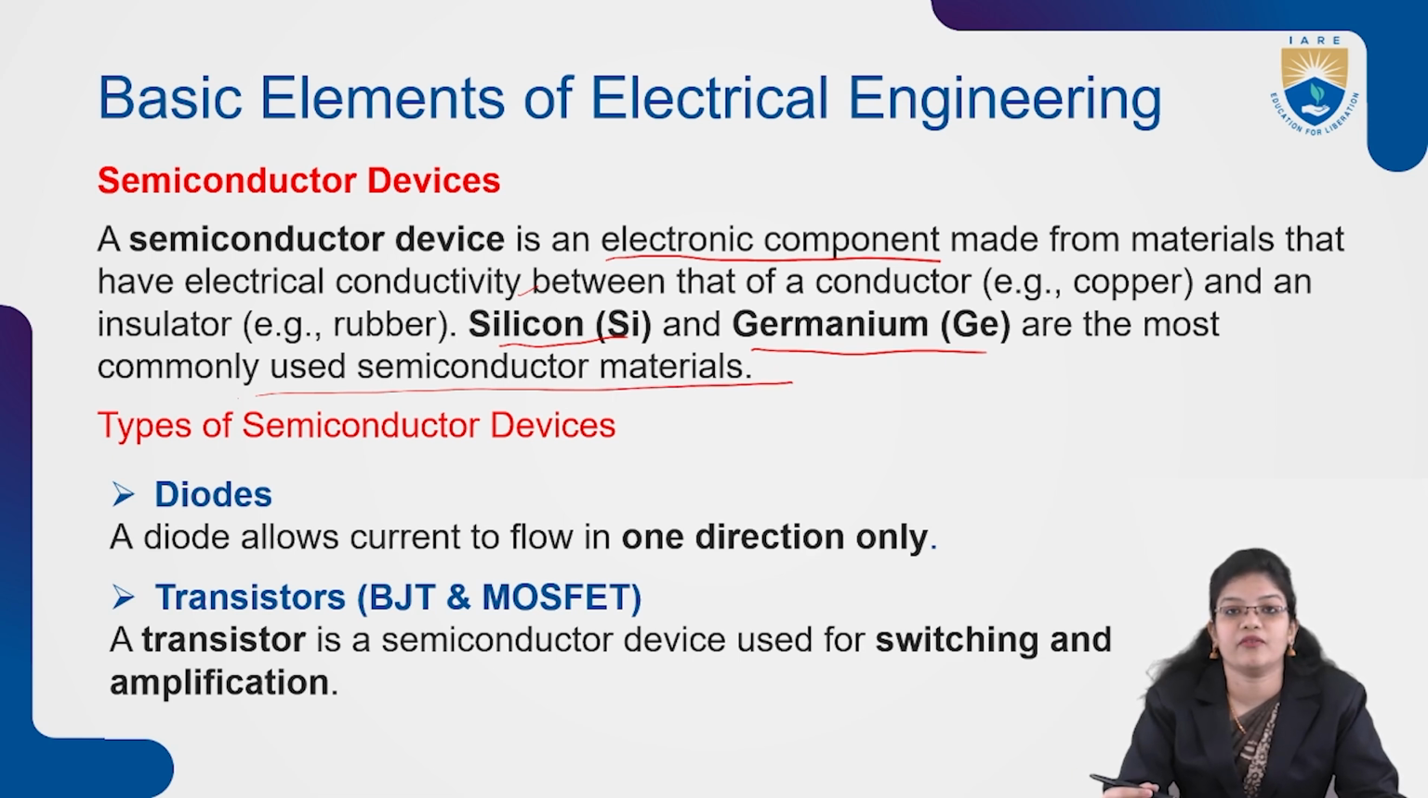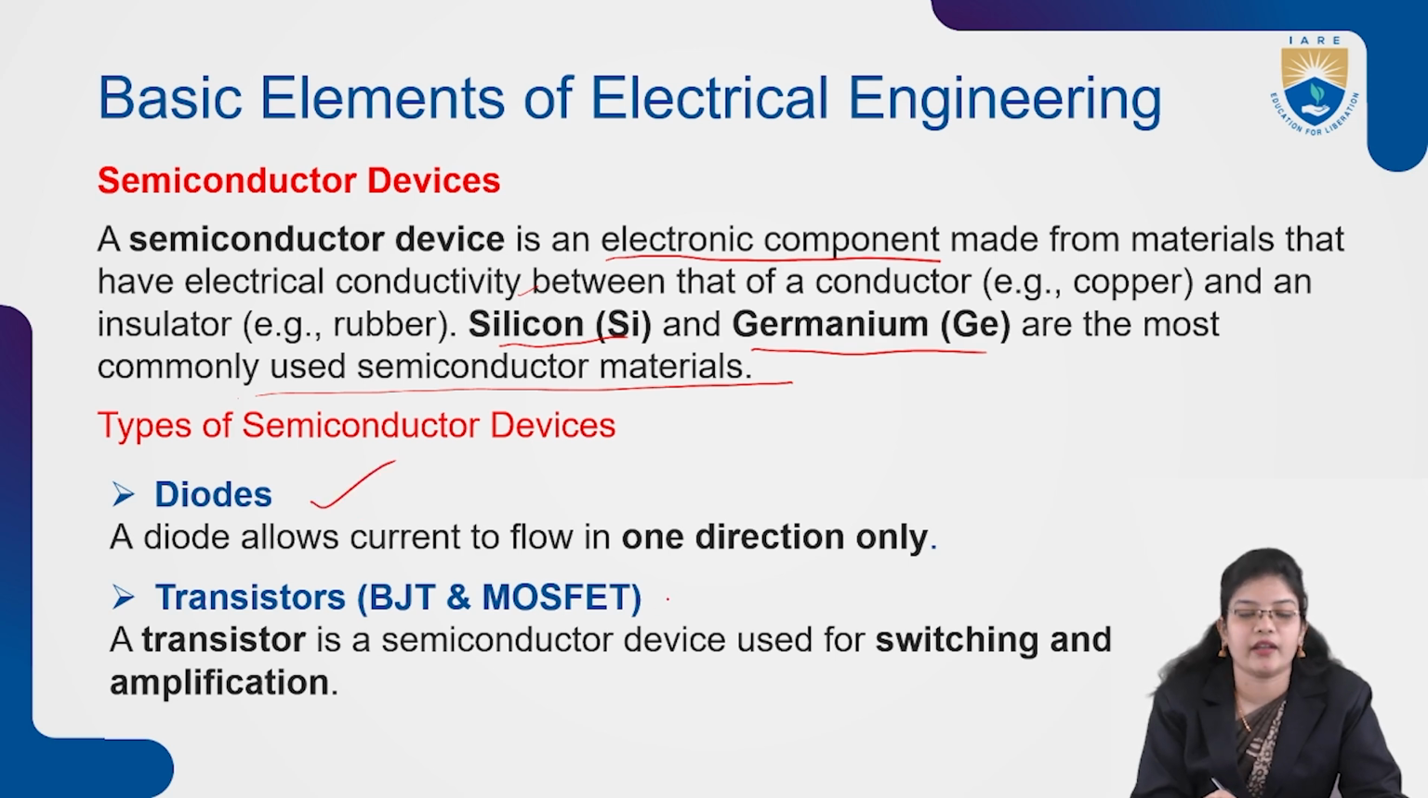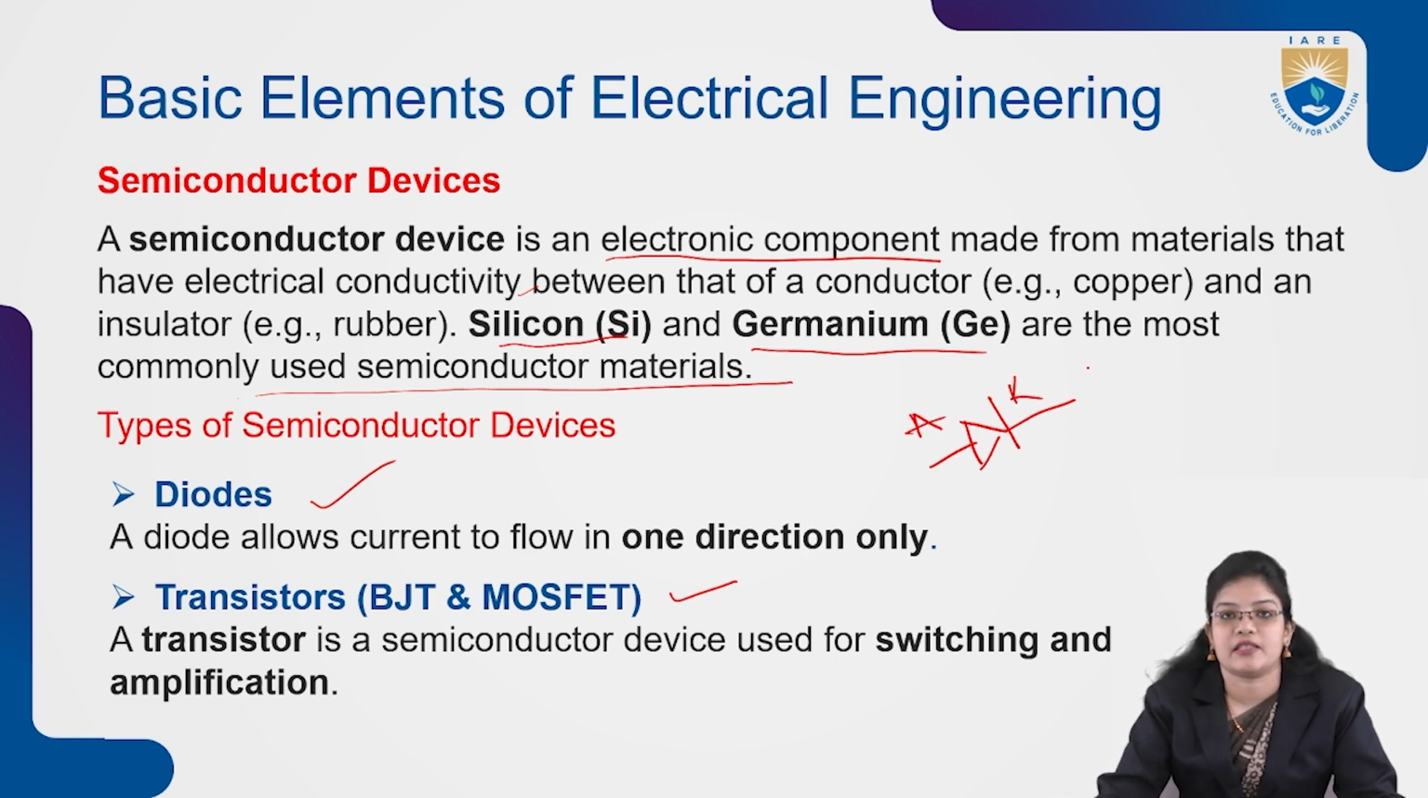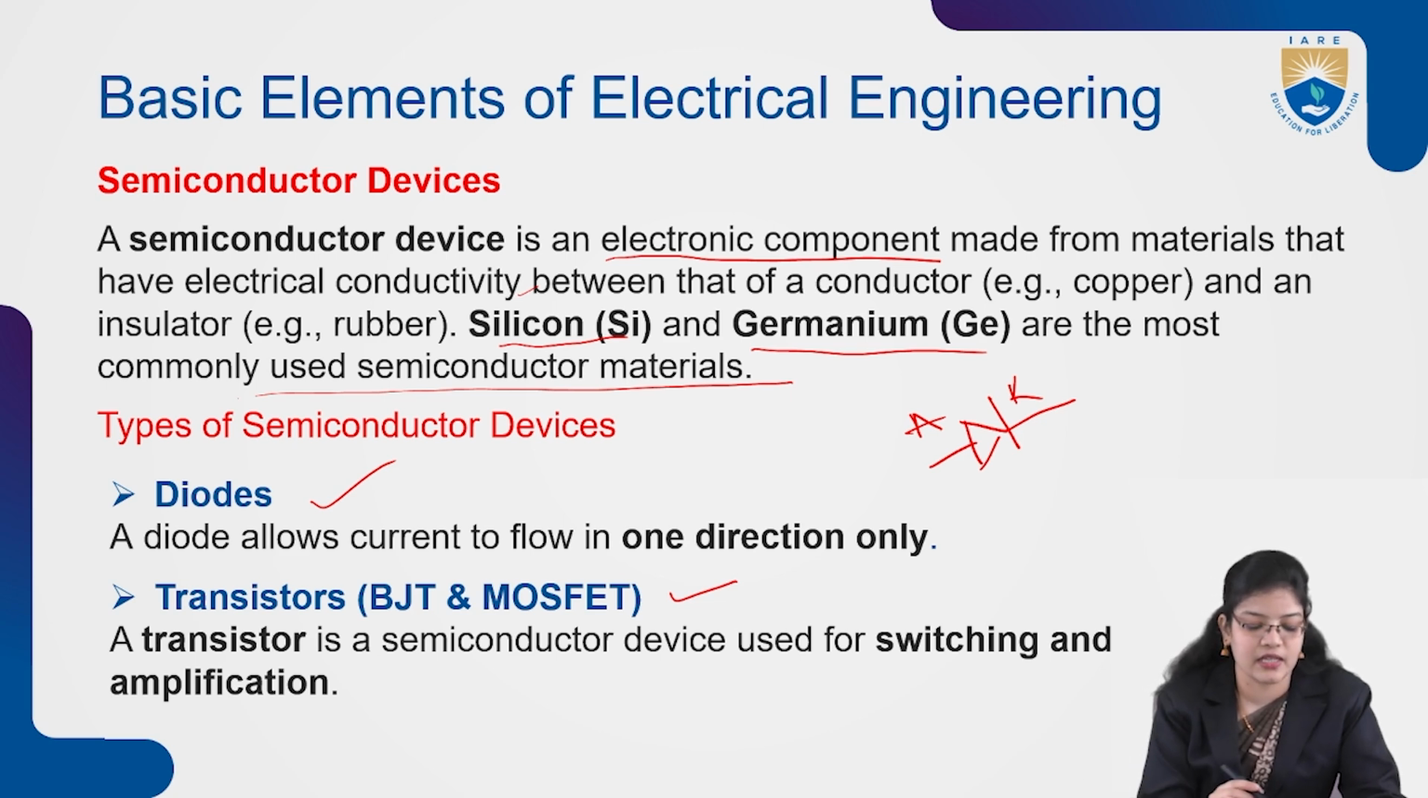These semiconductor devices are classified into two types. One is diodes and another one is transistors. A diode allows current to flow in one direction. The symbol of the diode is taken as anode and cathode. Again, coming to the transistors, transistors are of two types. One is BJT and another one is MOSFET. BJT is nothing but bipolar junction transistor. MOSFET is nothing but metal oxide semiconductor field effect transistor.